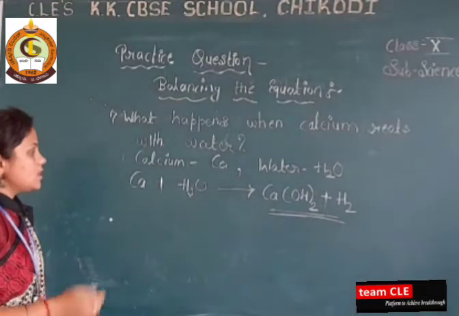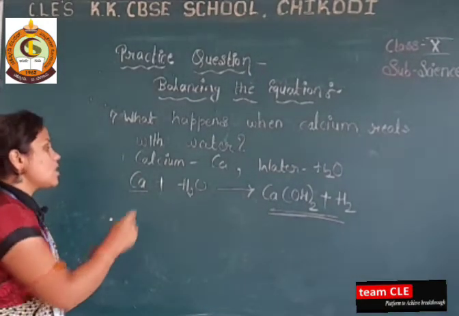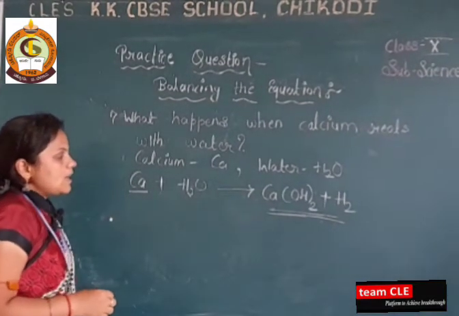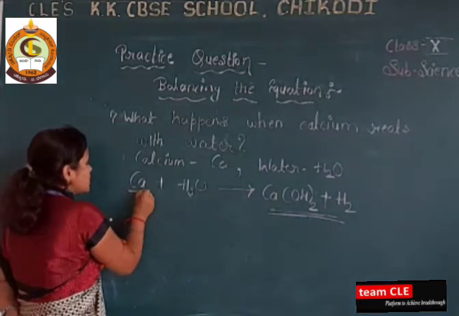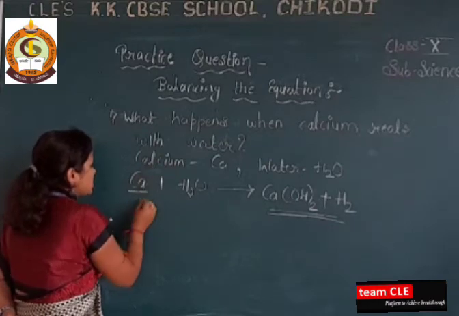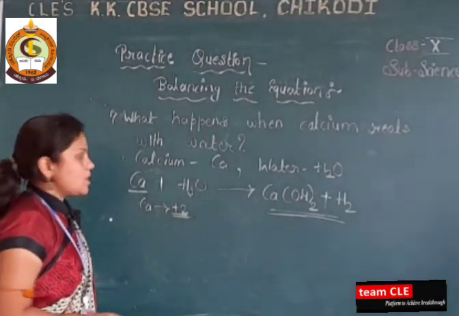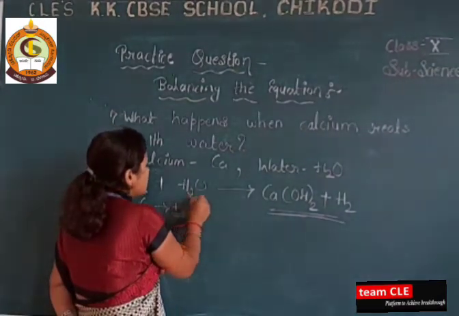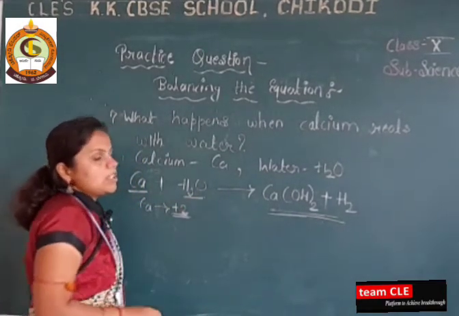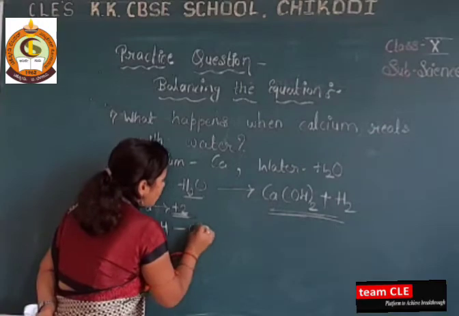Let's talk about how the bond formation occurred here. This calcium has how much valency? It has +2 valency. Whereas with hydrogen, when the reaction is going on, the bonds of water will break and it will split as HOH.